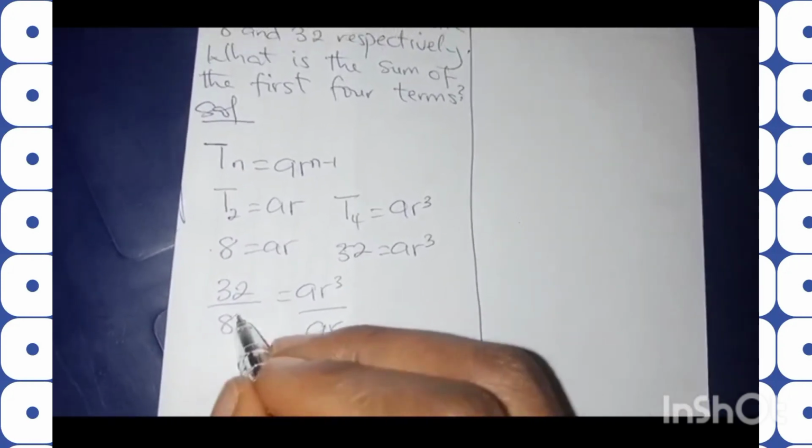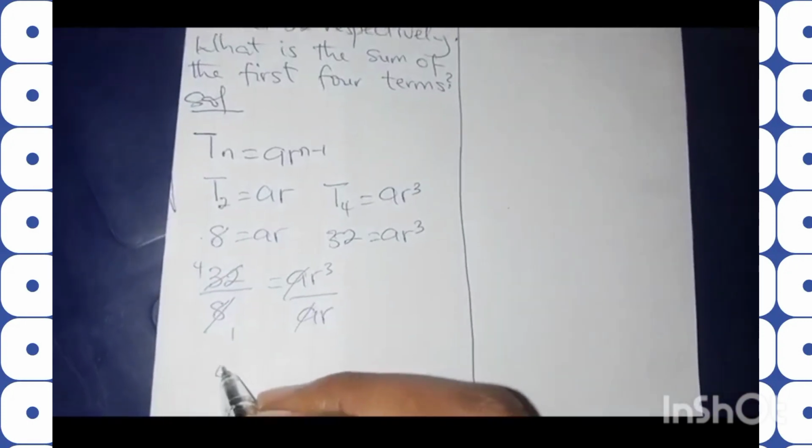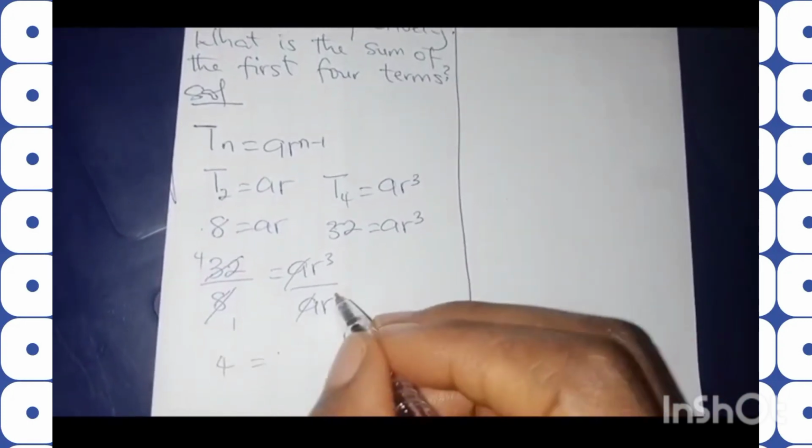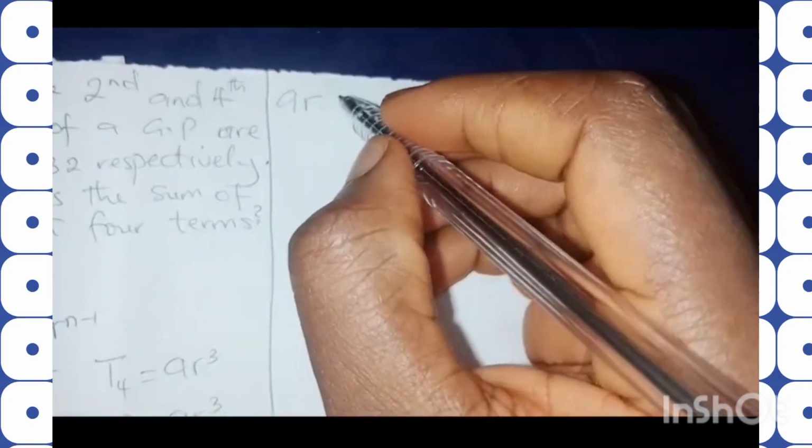So this is our formula, and then we substitute for the value of the second term and the fourth term, and then solve them simultaneously. And then A cancels out, we have r cubed over r, we have 32 over 8, and when you cancel you have r squared equals 4, and when you take the square root of both sides you have r to be 2. Then we proceed.